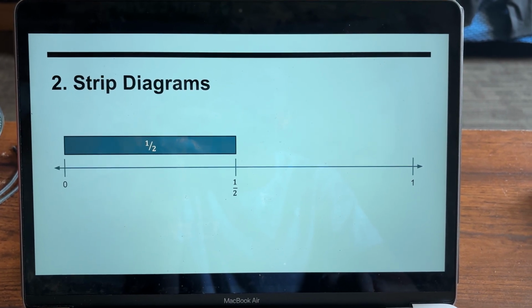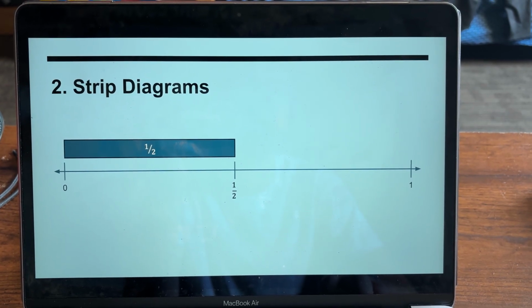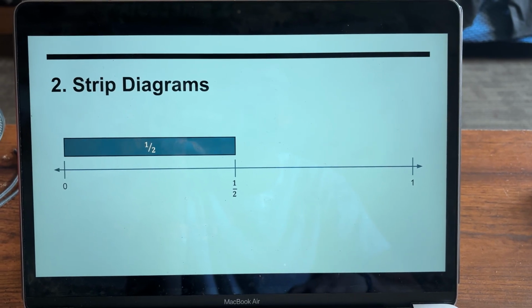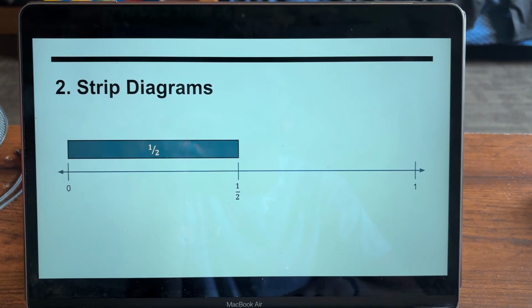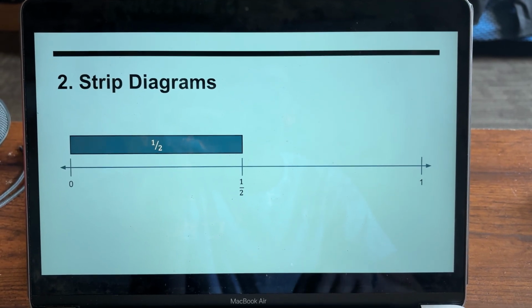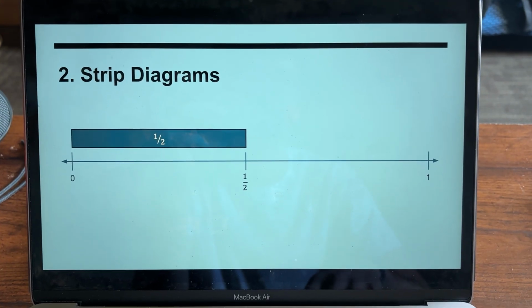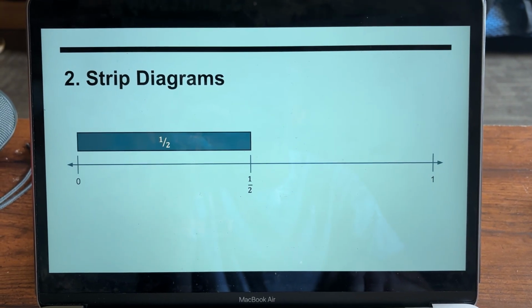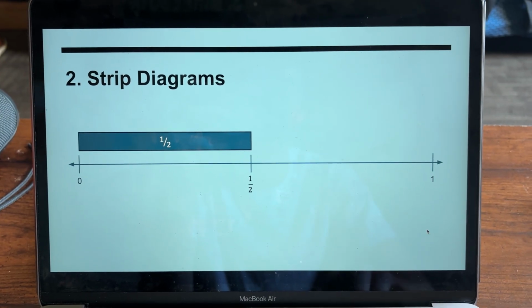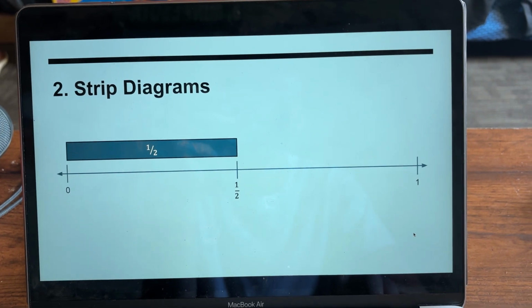Next, I want to describe strip diagrams. Strip diagrams are just a way for students to visually represent what they are dealing with. For example, the fraction 1/2, they can visually represent this with a number line and using the strip diagram above. So the number line goes from 0 to 1, and you can see the strip diagram 1/2 visually representing the fraction 1/2. This is really helpful for students who don't have manipulatives, and they can use this to just visually understand what they are working with.